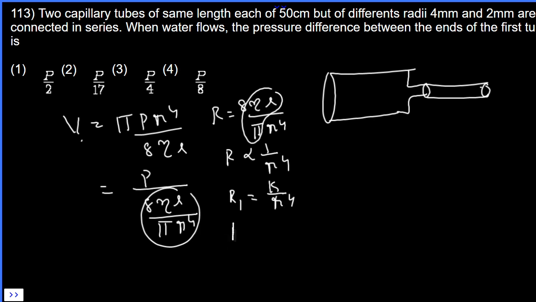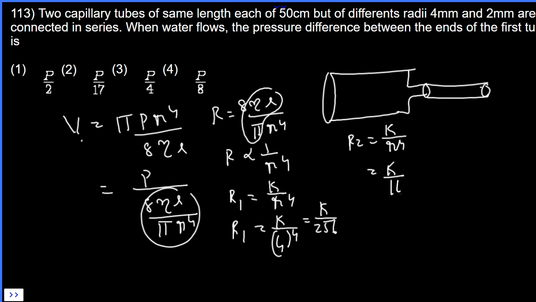Substituting the first radius, 4 millimeter, that is 4 power 4, we get K by 256. Similarly, for R2, K by r power 4, which is K by 16. From equations 1 and 2, we get R2 is equal to 16 R1.